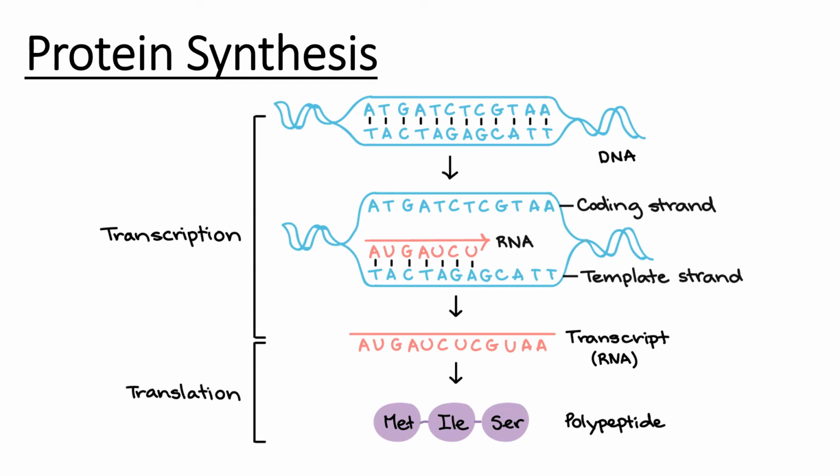So we're taking that DNA and making a complementary, so matching, pair of mRNA. After that process is complete, we're going to go into translation. And translation is the process of taking that complementary mRNA strand and then making the polypeptide, which is going to be that protein.